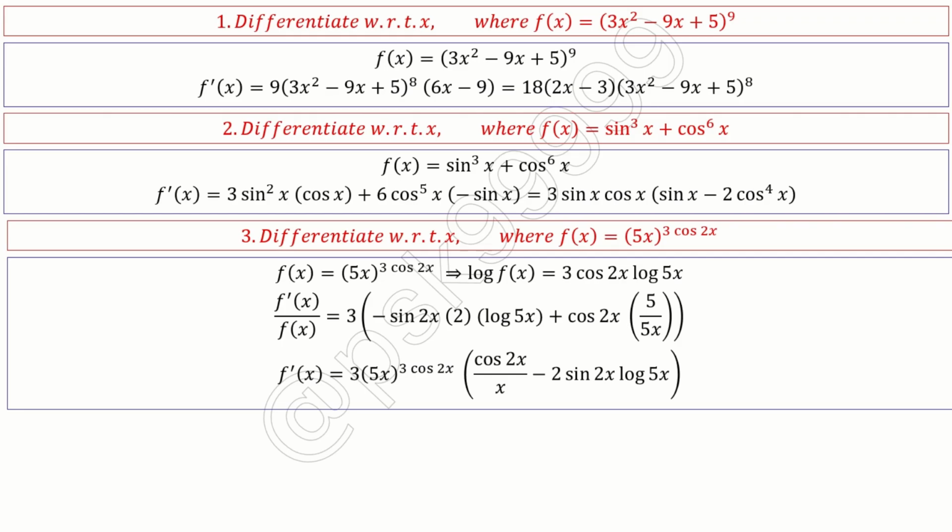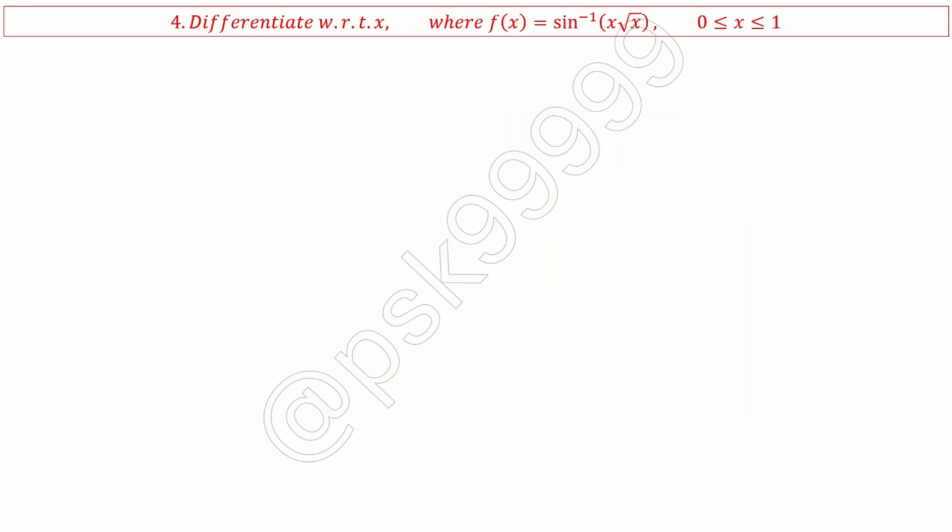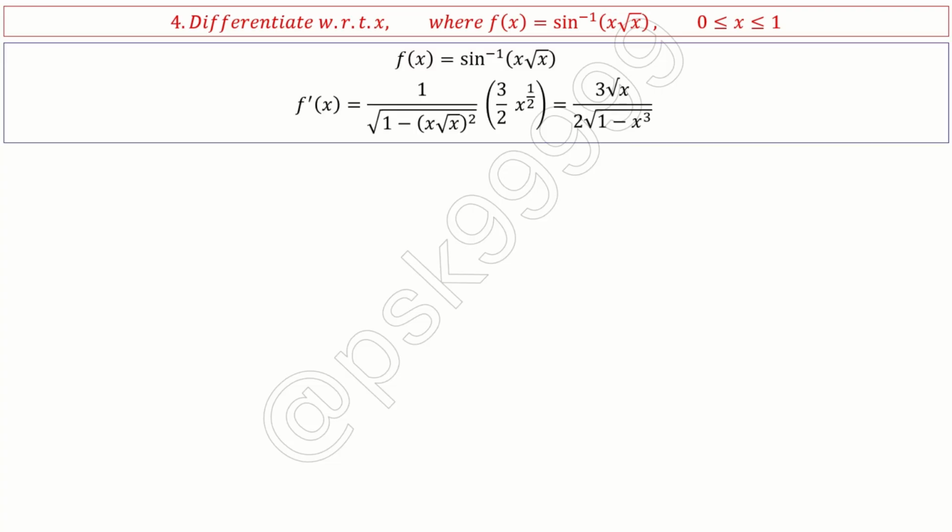Okay. Next. Yeah, sine inverse of x square root of x. So you will use implicit or chain rule basically. Okay, and the trigonometric inverse differentiation, right? Sine inverse is nothing but 1 by square root of 1 minus (x square root of x) whole square. Okay, now x square root of x differentiation is 3 by 2 into x to the power of half. So you simplify it, this is the answer you will get. 3 times square root of x divided by 2 times square root of 1 minus x cube.